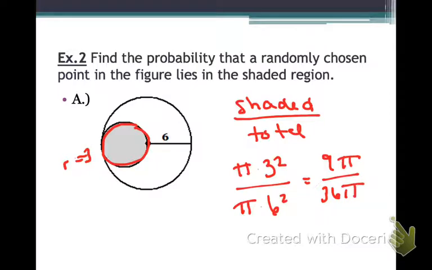Now, don't multiply by pi. They just cancel. So we're left with 9 over 36, which is 1/4, which is 0.25 or 25% chance that you would lie in the shaded region.